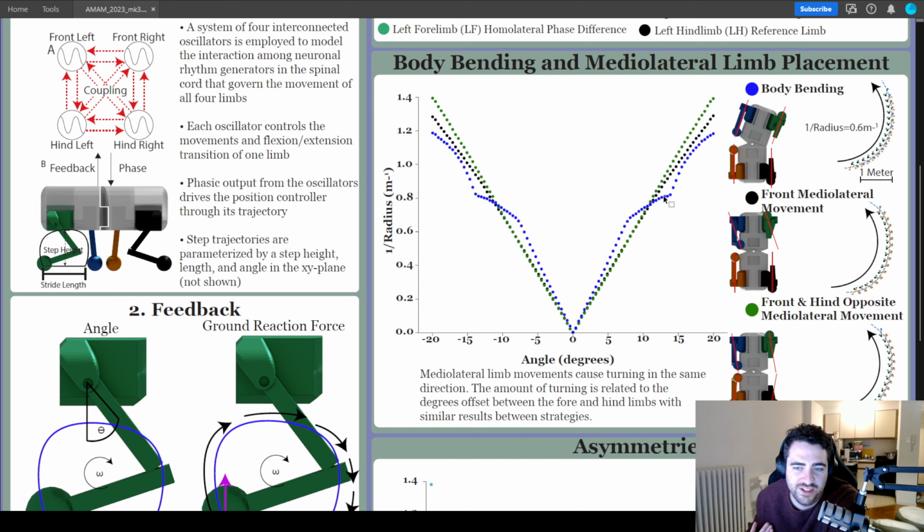One thing to note here is that the bend in body bending is actually caused by the front and the hind limbs hitting each other, because the stride length in these was so long that as we bent the body, the hind limbs started interacting with the forelimbs.